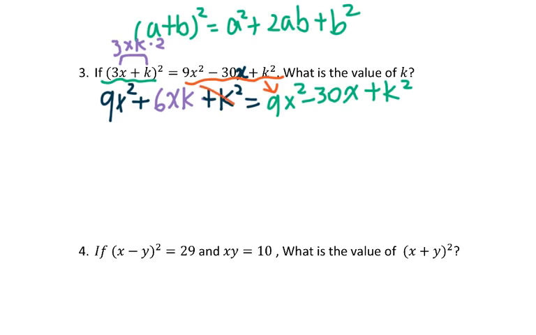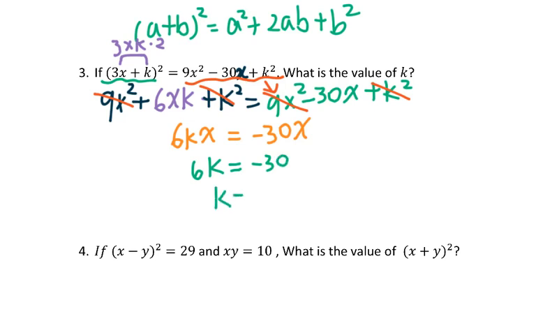So I will bring down 9x squared minus 30x plus k squared. Then on both sides I need to subtract k squared and 9x squared. You will get 6kx equals negative 30x. Then you can see that 6k equals negative 30, so k equals negative 5.